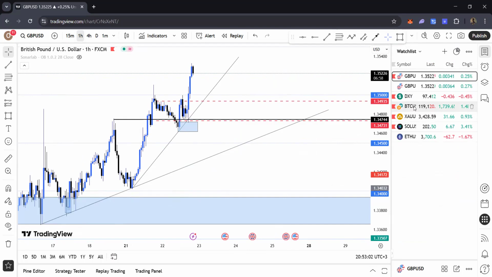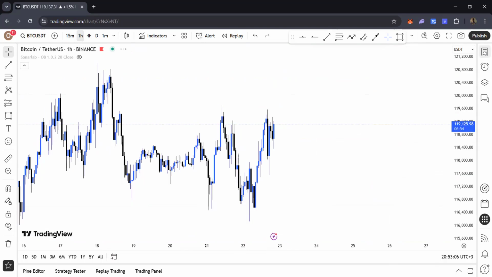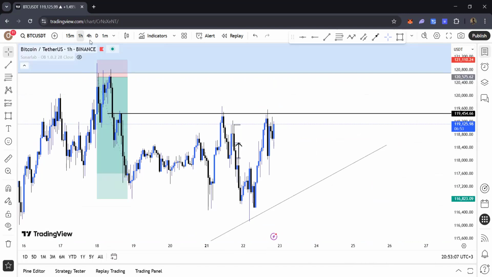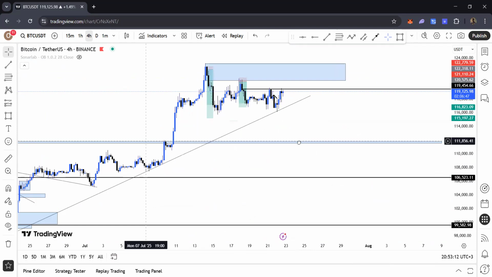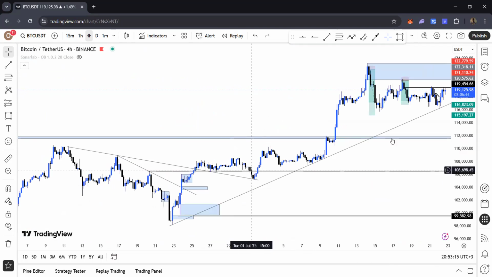But then on Bitcoin, this is what I've been trading on Bitcoin. The screenshots you saw and everything else, it's literally just this. This buy, then this shot up, then I started selling Bitcoin.